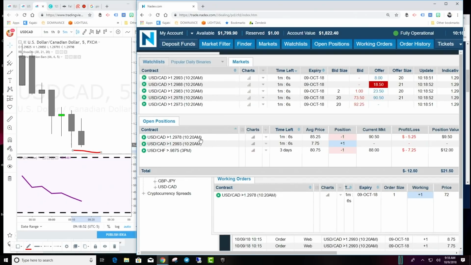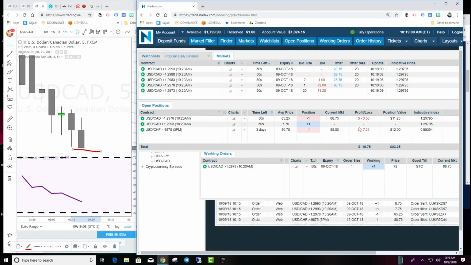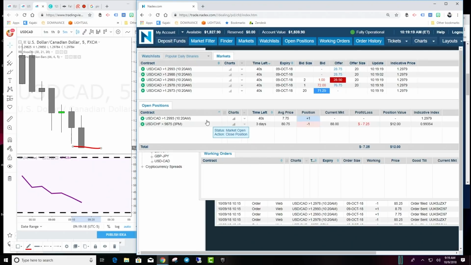There we go. Go profitable. Go profitable. With 1 minute left to go, looks like this may be in the money. Oh, go. What's the indicative price? 29.79. Oh, come on. 44 seconds left to go. Just drop. Just tank. Oh, do it.